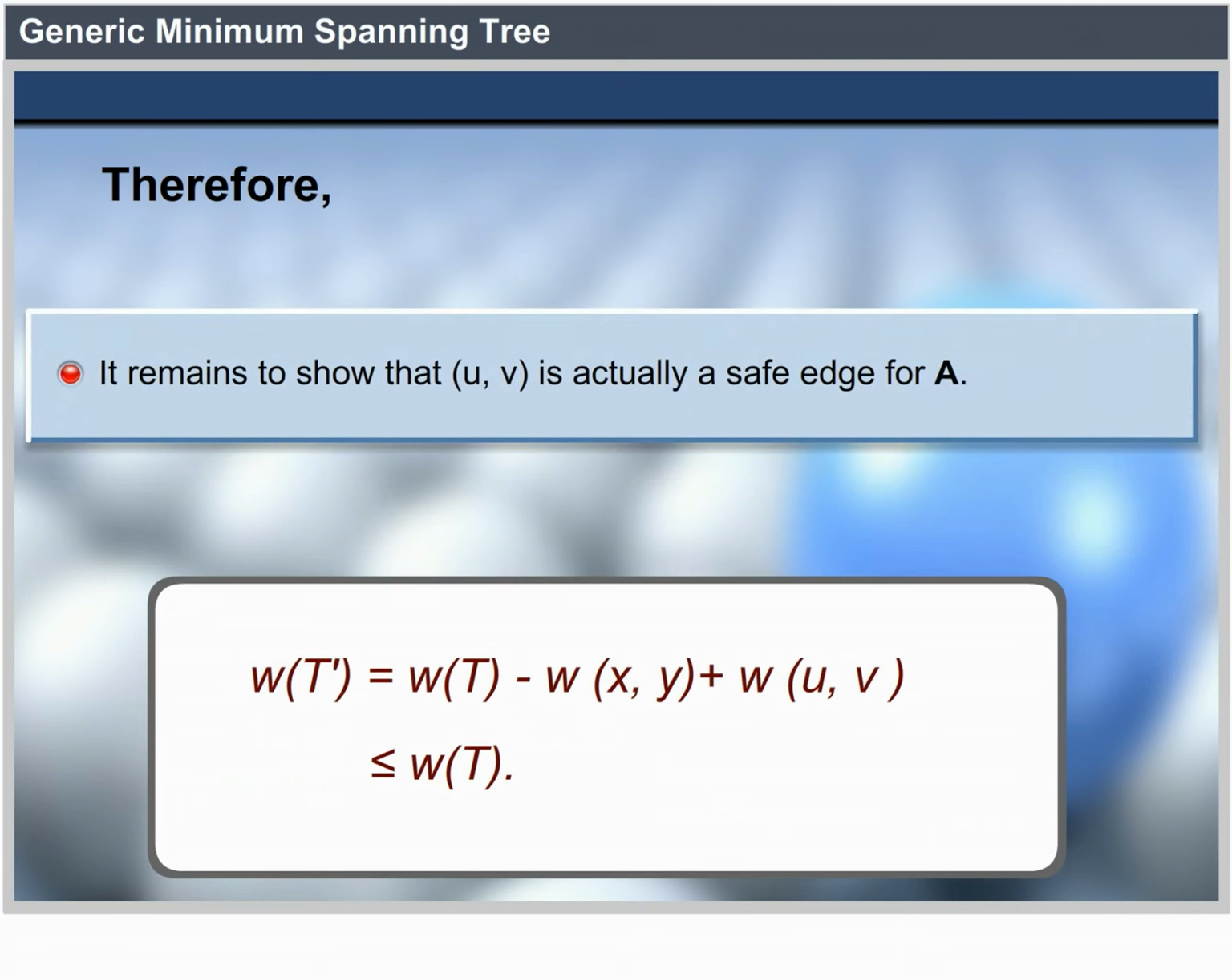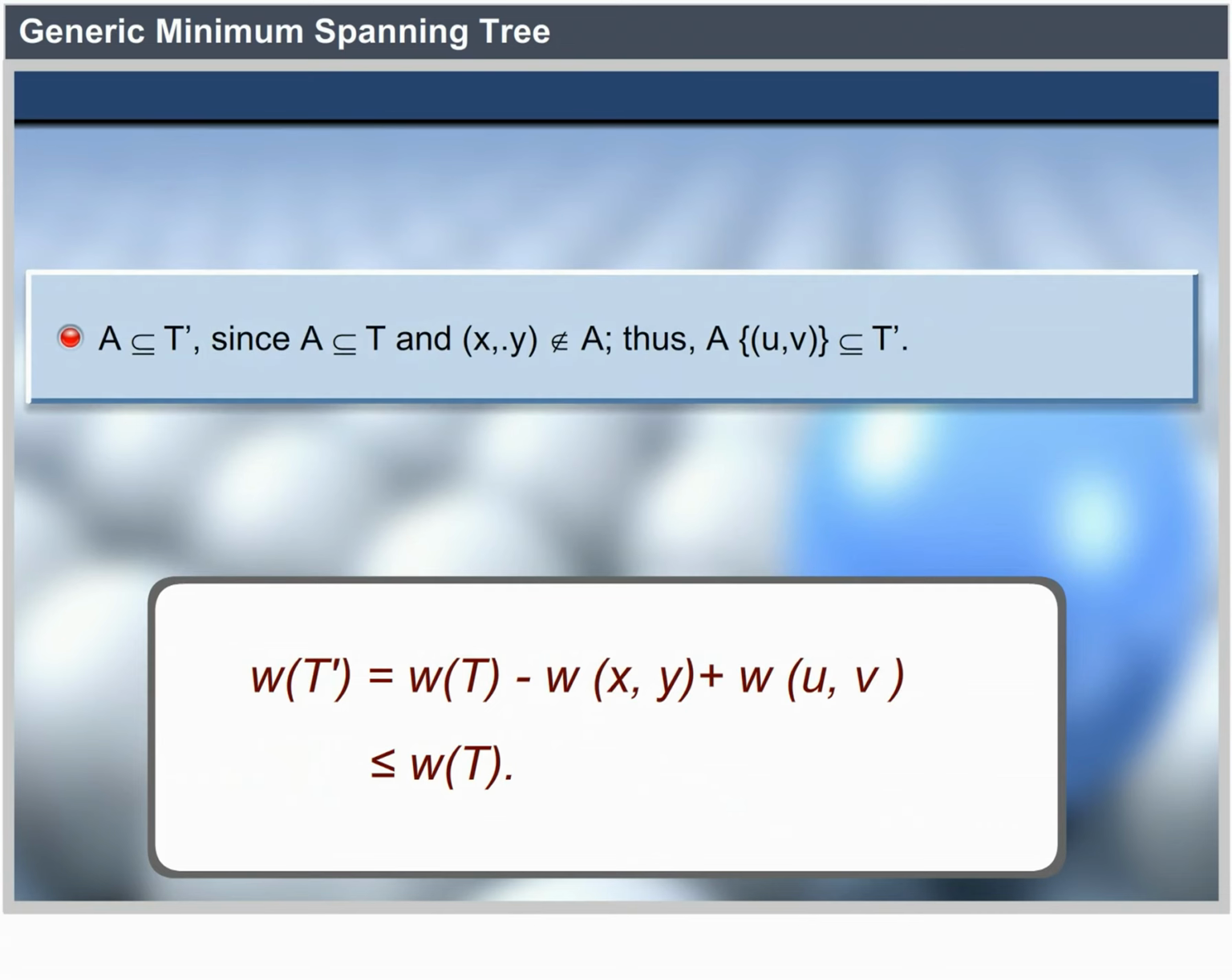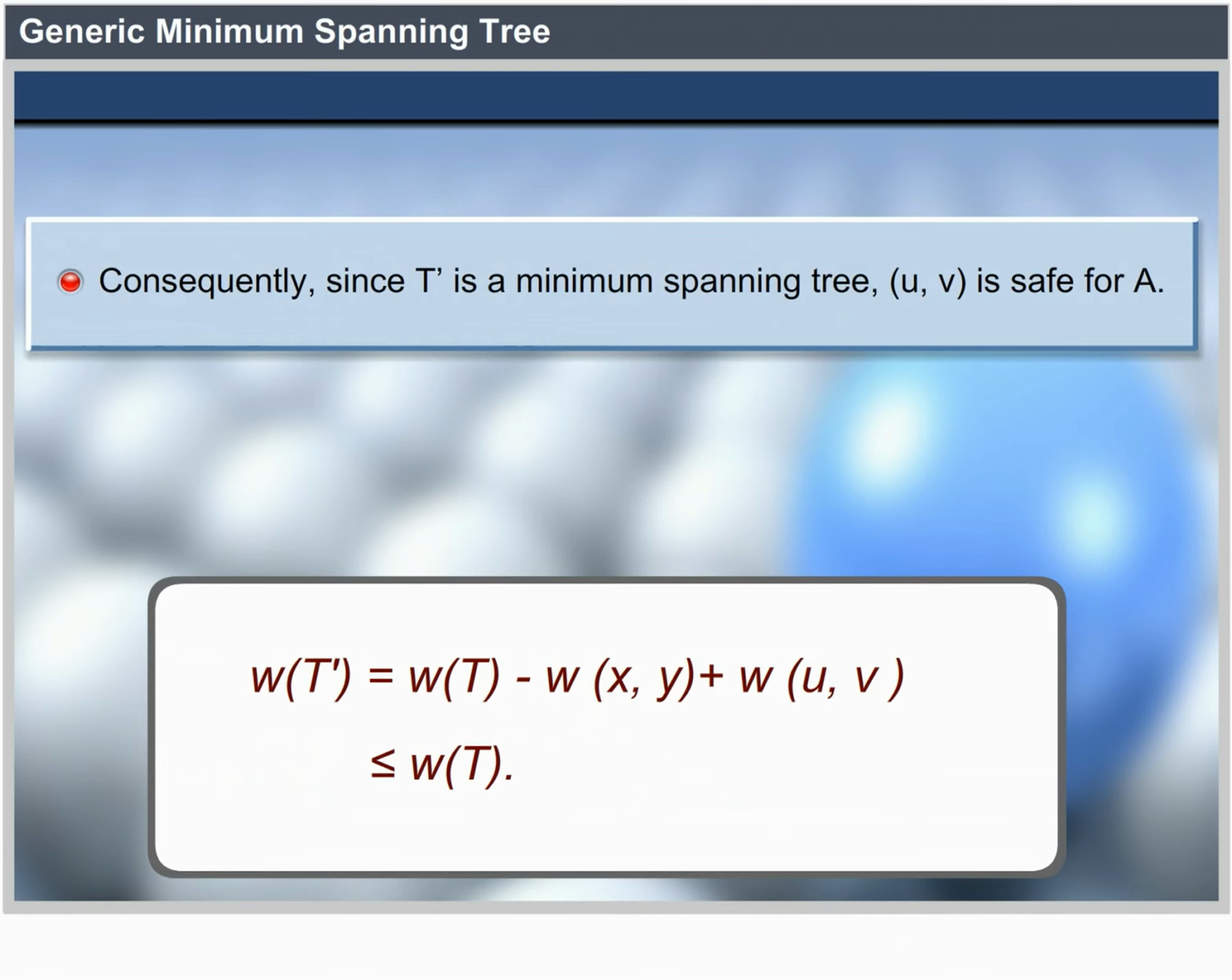A is a subset of T', since A is a subset of T and (x, y) does not belong to A. Thus, A union {(u, v)} is a subset of T'. Consequently, since T' is a minimum spanning tree, (u, v) is safe for A.